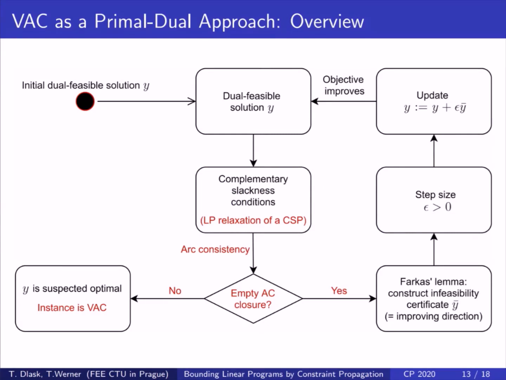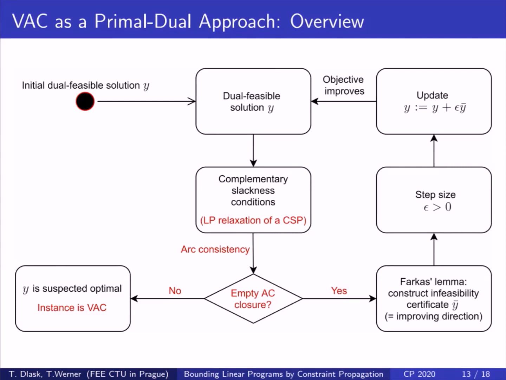Then we apply the shown propagation rules on the complementary slackness system, which corresponds to an LP relaxation of a CSP. If domain wipeout occurs, which means that the R consistency closure is empty, the problem is infeasible, and we construct an improving direction as shown previously and update the current point. If the R consistency closure is non-empty, then the system is suspected of being feasible, we attained a fixed point, and the resulting instance is so-called virtual R consistent.